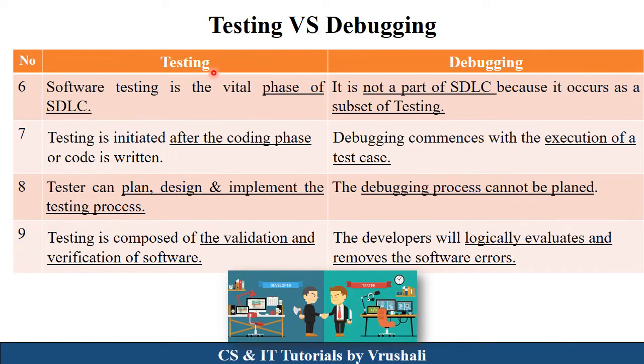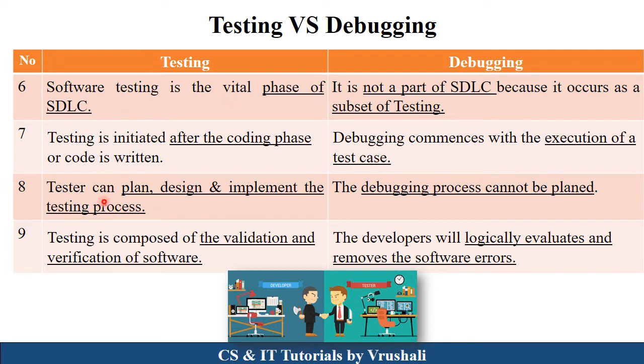Now, testing is a part of the software development lifecycle phase. But debugging is not a part of the software development lifecycle. It is a subset of the testing phase. Testing can be performed after the coding phase of the software development lifecycle. But debugging is performed after the execution of all test cases in testing.